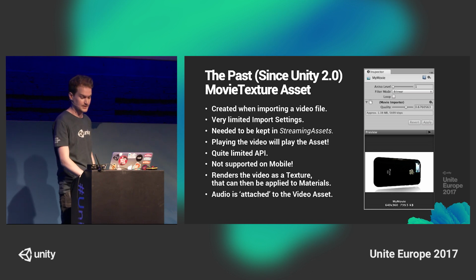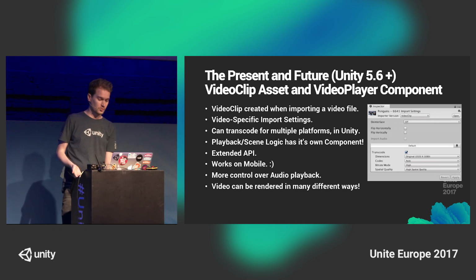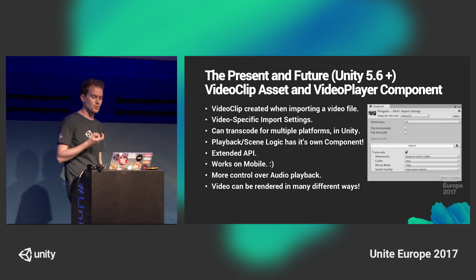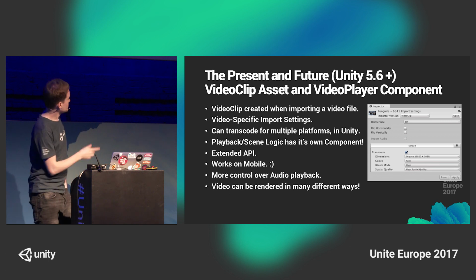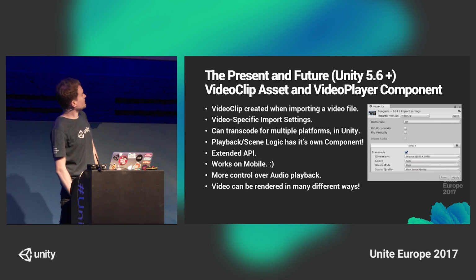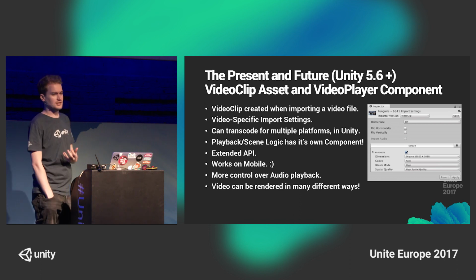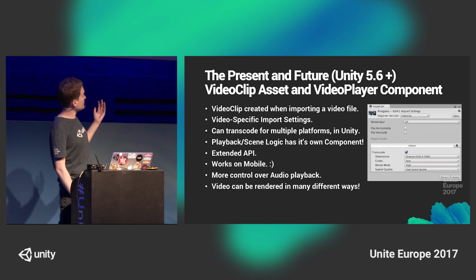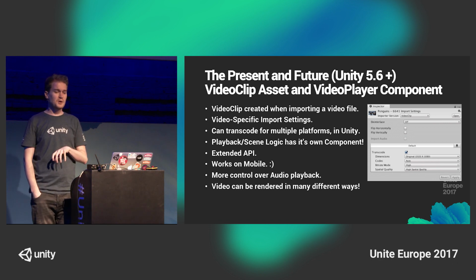So the present and future from Unity 5.6 onwards is the video clip asset and the video player component. So the video clip is created when you import in a video file. It has video-specific import settings. So you can see on the screenshot on the right, you can do modifications in Unity, such as set the deinterlacing of the video to even or odd or off. You can flip it. You could import audio. And you can even transcode it to each platform.